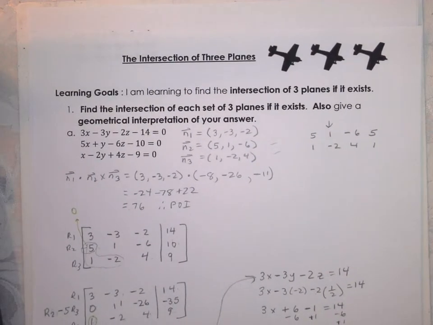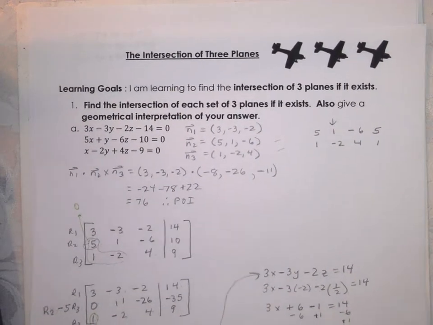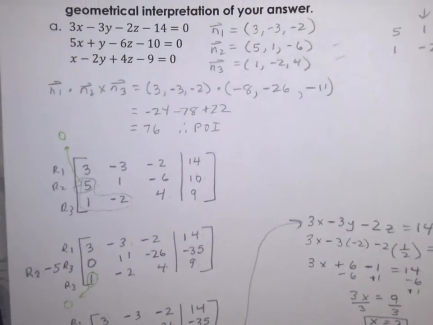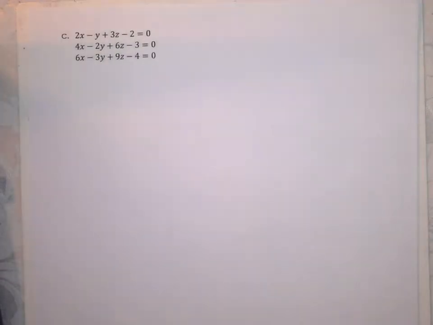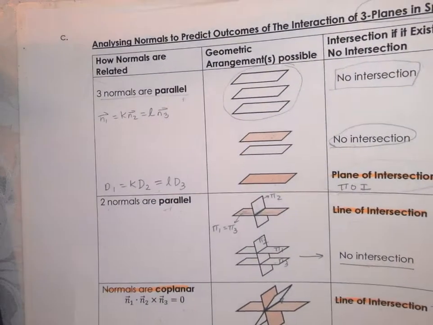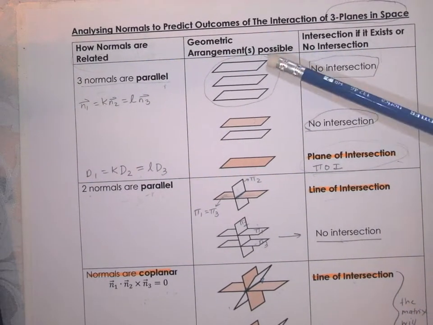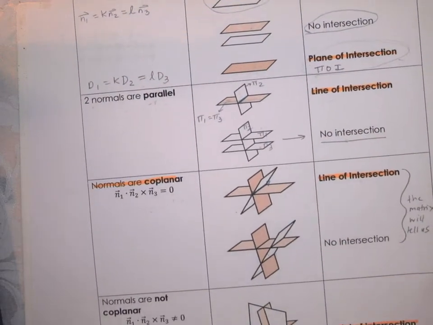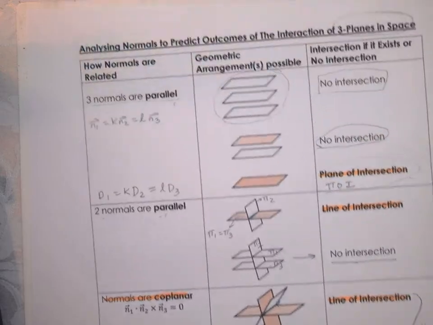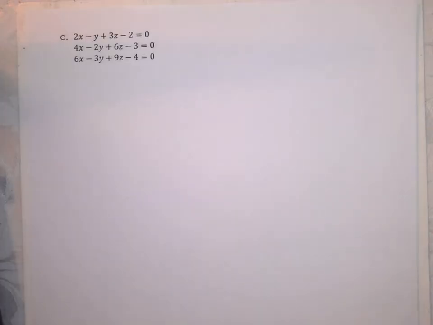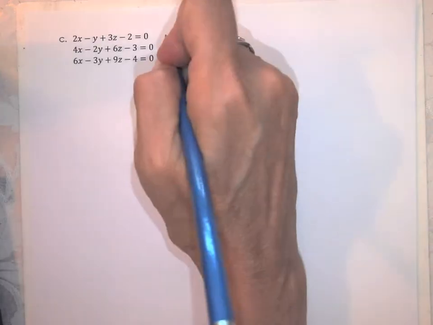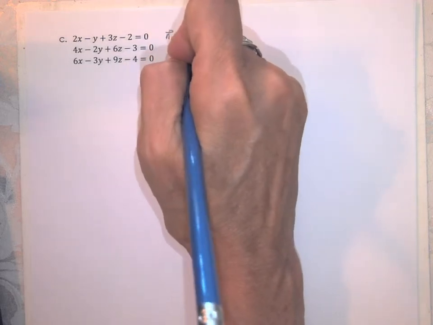And yesterday we learned how to find the point of intersection using matrices. We did questions A and B, and now we're back on this lesson, and we're going to look at example C now. So we're looking to find the intersection of three planes. If you remember the sheet that we filled in, we analyze the normals first to narrow down our possibilities so that we know what we're looking for, and then we find if there's a solution or not. So the first thing we're going to do is analyze the normals.